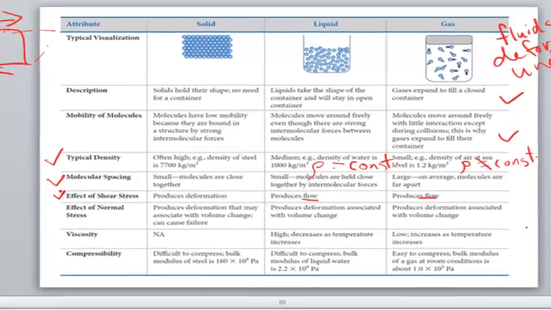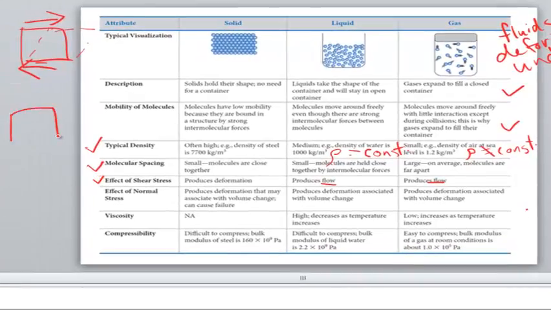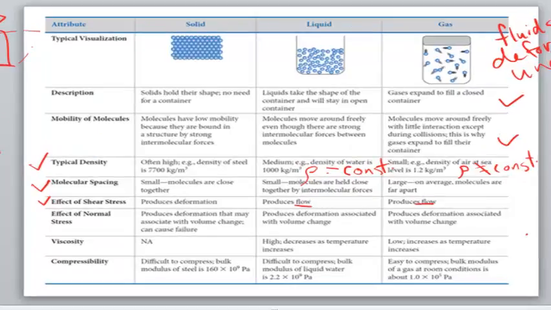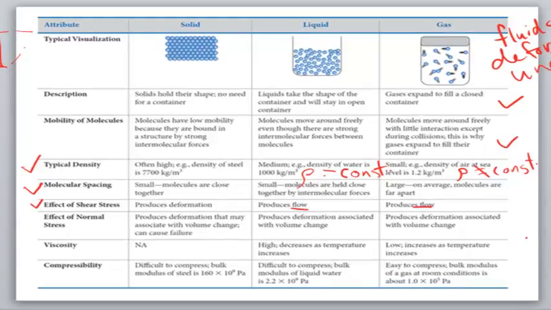All right, let's move on to normal stress. So hopefully you remember from a previous class that normal stress is when you apply a force in that direction or in the opposite direction, which is called tension. So it can be in compression or tension. So you can see that for a solid, if you apply that kind of stress, then you can produce a deformation that may be associated with volume change, and also you can result in failure of your solid. For a liquid and for a gas, you can see that normal stress produces deformation associated with volume change.